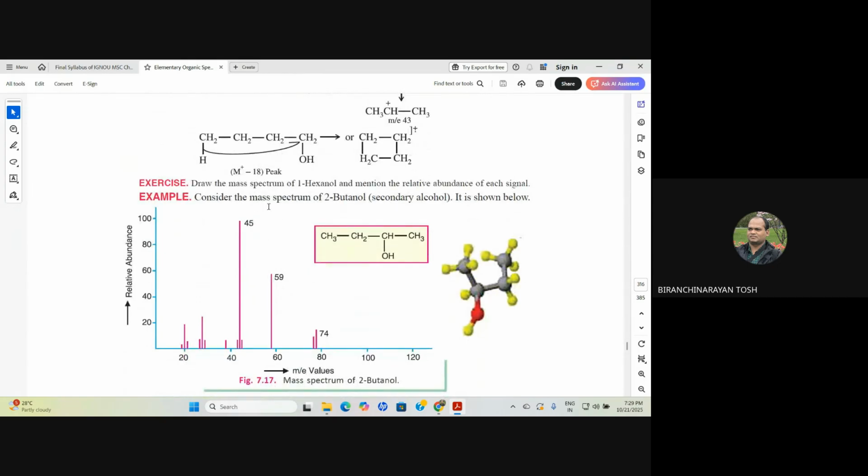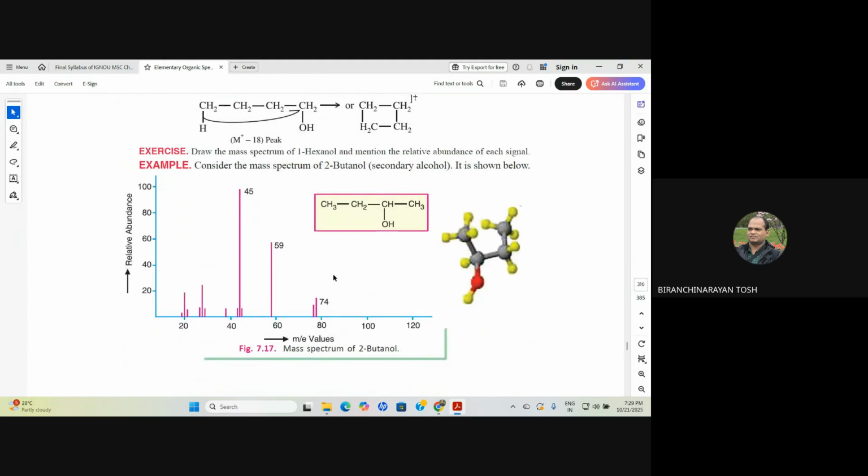Now let us consider the spectrum of 2-butanol, which is a secondary alcohol. In this case, you are getting peaks at 45, 59, and 74, having less abundance, so the maximum is 74. So 74 is the parent peak, which is formed by removal of one electron from the lone pair on oxygen. So that's why the abundance is low.